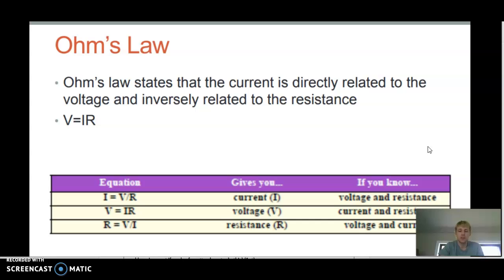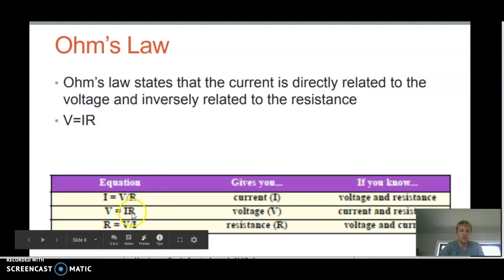Ohm's Law, we've talked about a lot. Now, we usually talk about it as V equals IR, but it's just as valid to think about it other ways. You could think of it as I equals V over R or R equals V over I. And those might be helpful in these upcoming examples.